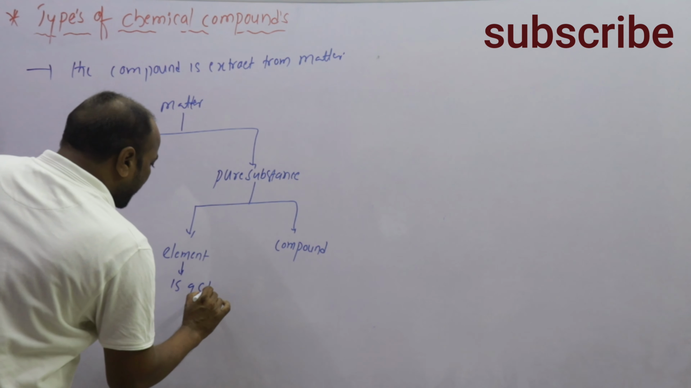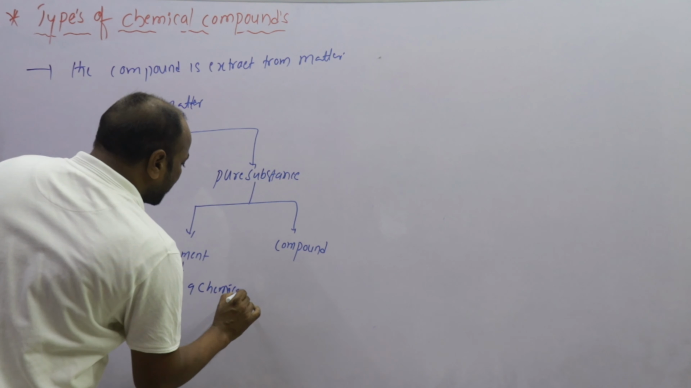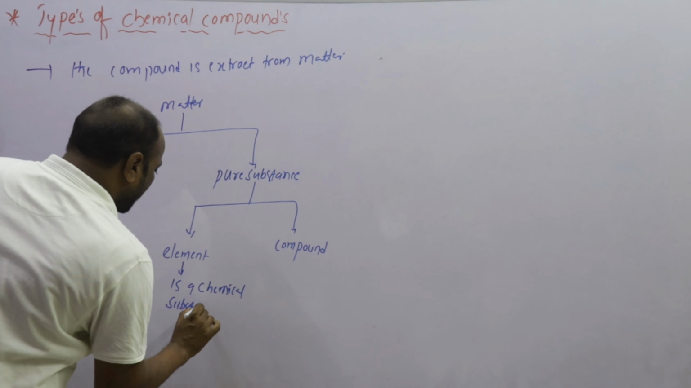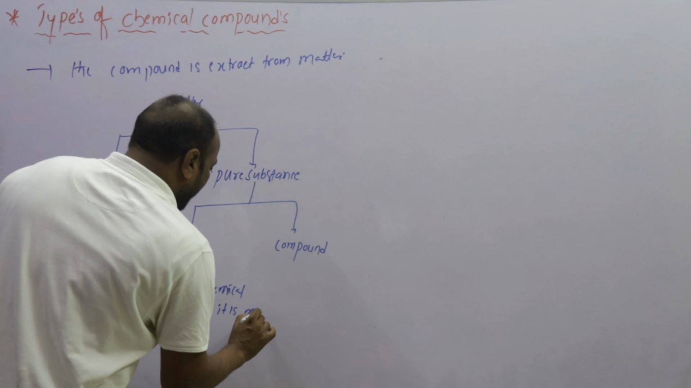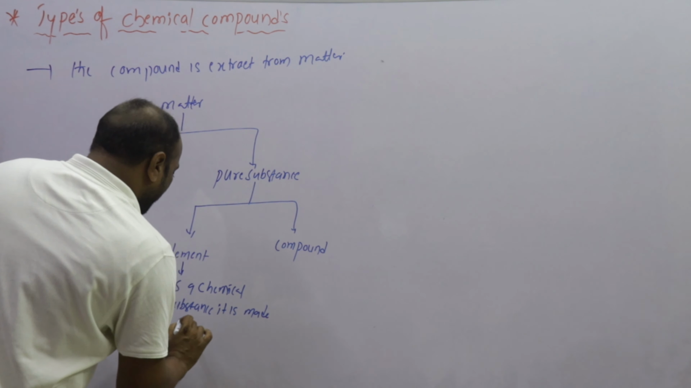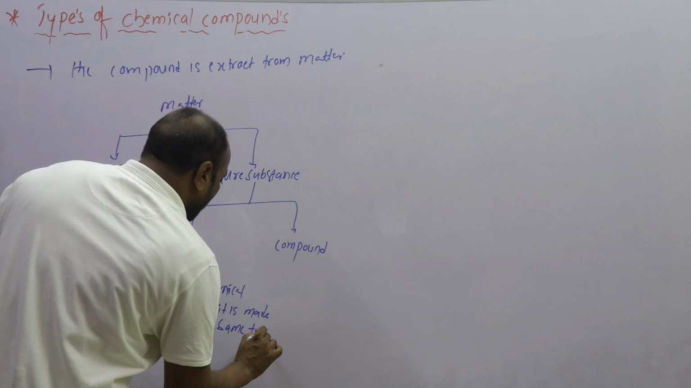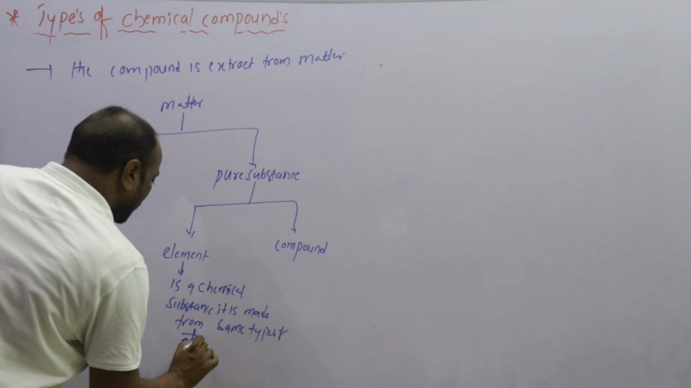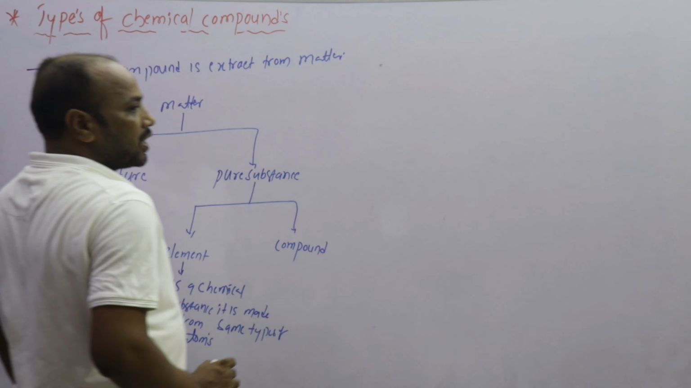The element is a chemical substance. It is made from the same type of atoms.